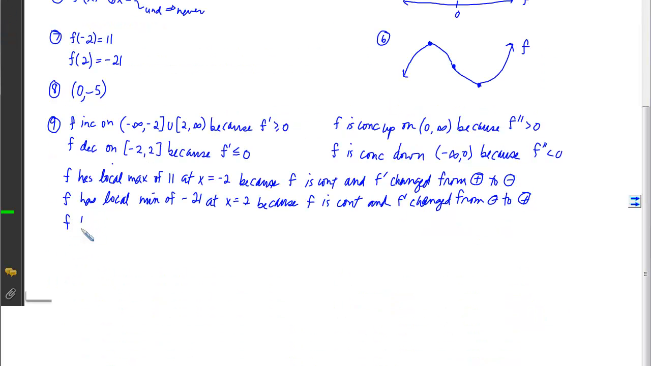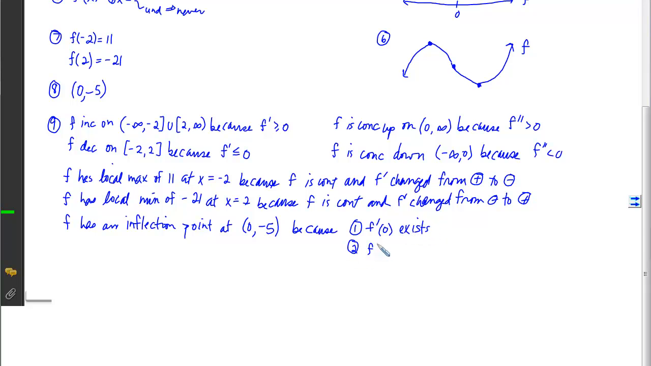The last thing we'll want to do is talk about inflection points. So we can say f has an inflection point at 0, negative 5 because, and here's where we list the 3 criteria required. The first criteria is that f prime of 0 exists. The second criteria is that f double prime of 0 equaled 0 or undefined, and in this case it was 0. And the third thing was that f double prime changed sign at x equals 0.